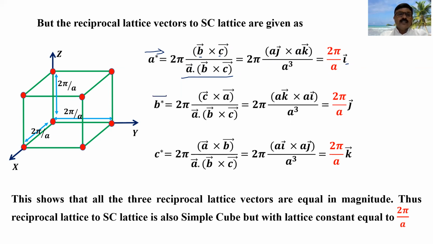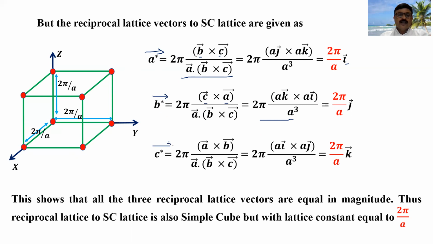Similarly, you can write reciprocal lattice vector B star, which is along the y direction. So it will be equal to 2 pi multiplied by vector C cross vector A divided by vector A dot vector B cross vector C. Again, using the values of vector C and vector A in terms of unit vectors, we can write reciprocal lattice vector B star is equal to 2 pi into A into unit vector K cross A into unit vector I divided by A cube, and after solving this you will get reciprocal lattice vector B star is equal to 2 pi by A into unit vector J.